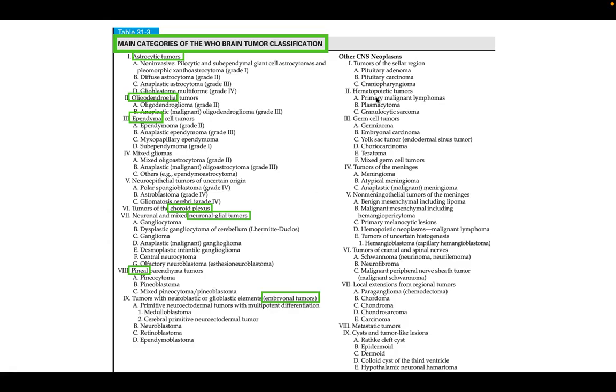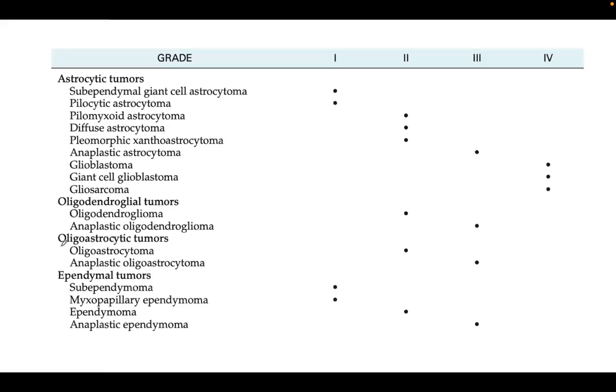Then you have other CNS neoplasms based on region, so cellular. Then you have the hematopoietic, which are the lymphomas. You have the germ cell tumors, tumors of the meninges, which number one on the list is meningioma, tumors of the cranial nerves and the spinal cord. You have tumors which are metastatic. So just familiarize. You don't have to memorize, just familiarize. And make sure you check out this table from chapter 31 of the book.